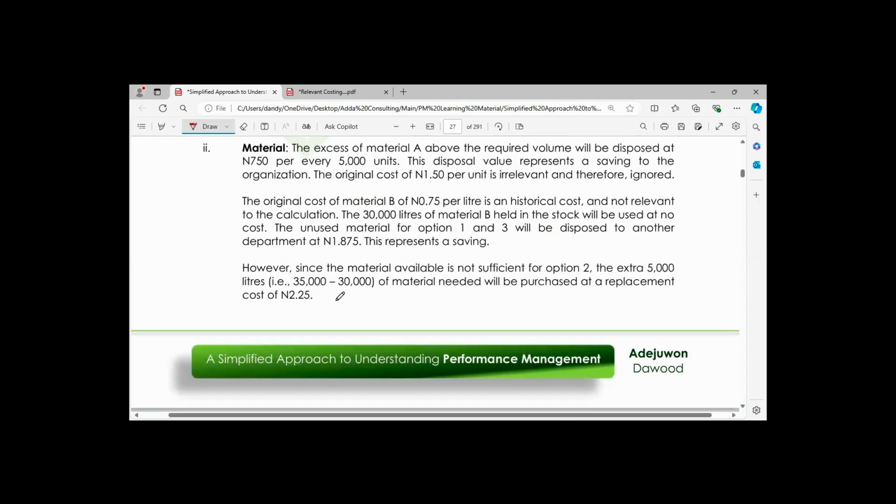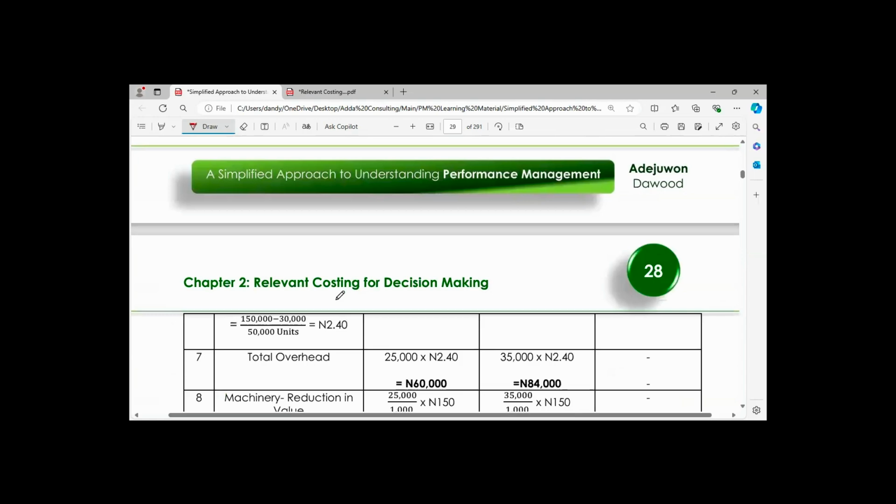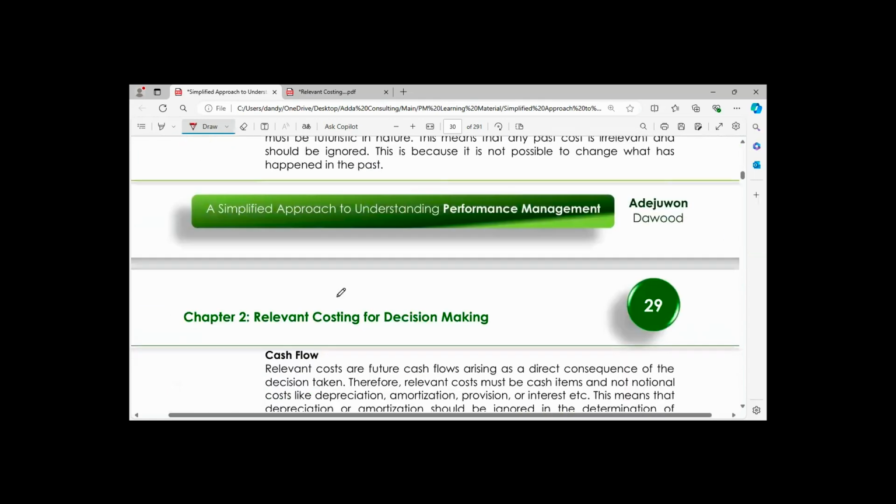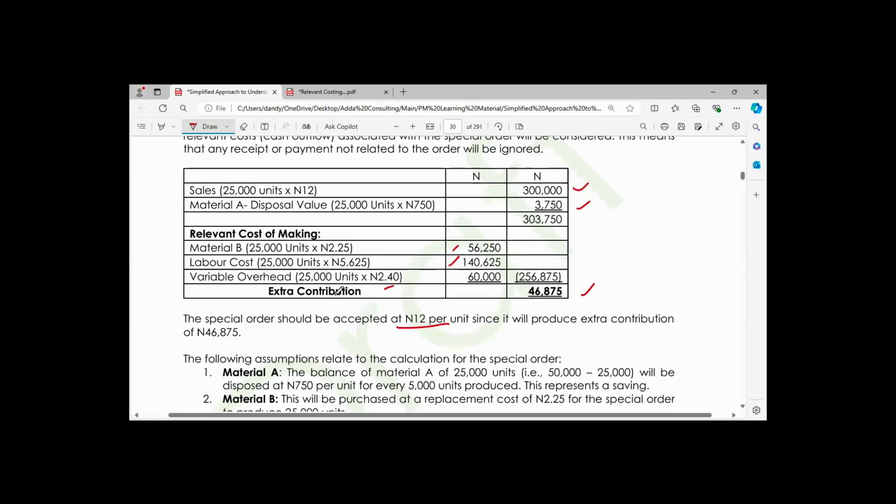Now, for this material B, because that's your requirement, you surely need 25,000 units. Because already out of the 30,000 liters you have in the warehouse, you have already used it to produce in the normal operation. But your focus is on this special order. You are going to buy those 25,000 liters for the special order, so you are less concerned with whatever you have in your warehouse. Since you are buying the 25,000 liters or units, of course, at what price? It must be at a replacement cost of 2 naira 25 kobo.